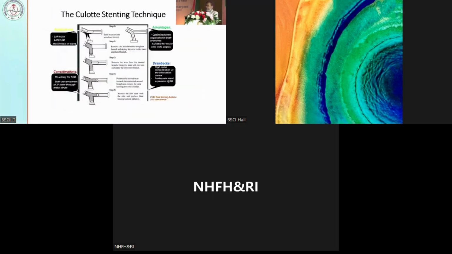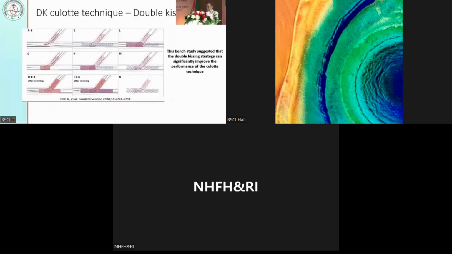And we have done this by DK culotte. And these are the different steps of the DK culotte. I do not want to go through all the steps of the DK culotte. One thing, this DK culotte study suggested that the double kissing strategy can significantly improve the performance of the culotte technique. That is why DK culotte has appeared.